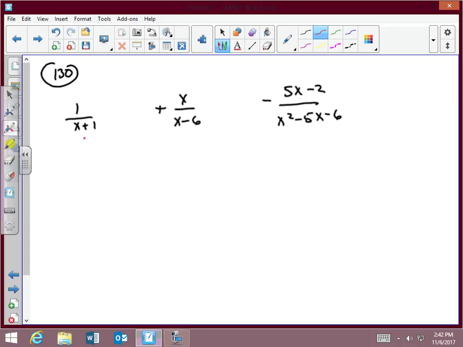X plus 1? Yes, that's prime factored. This one? X plus 1. Are you shaking your head? Yes, it's prime factored. Okay. Is that one prime factored? X minus 6. Yes, it's prime factored. Is this one prime factored?